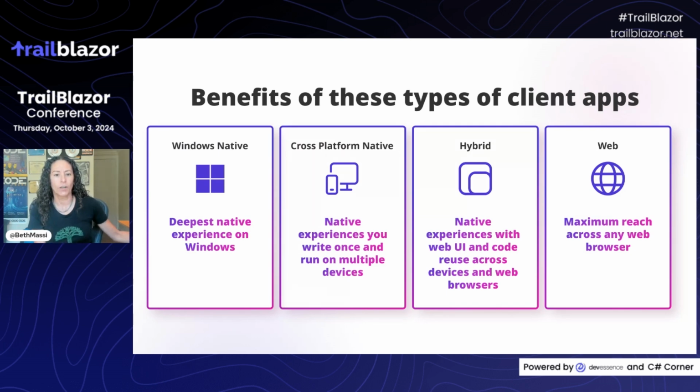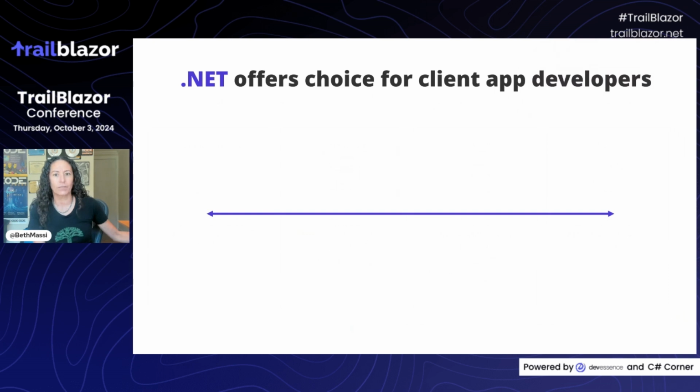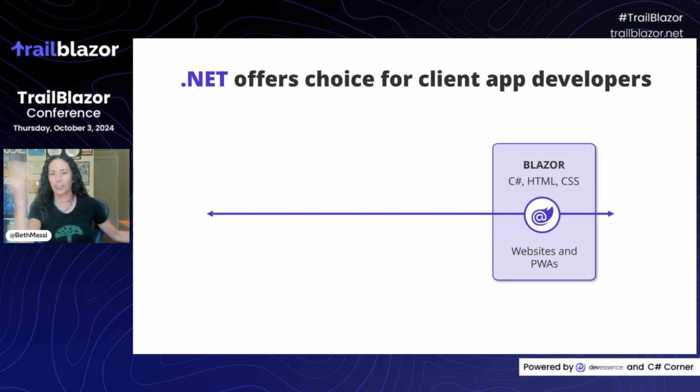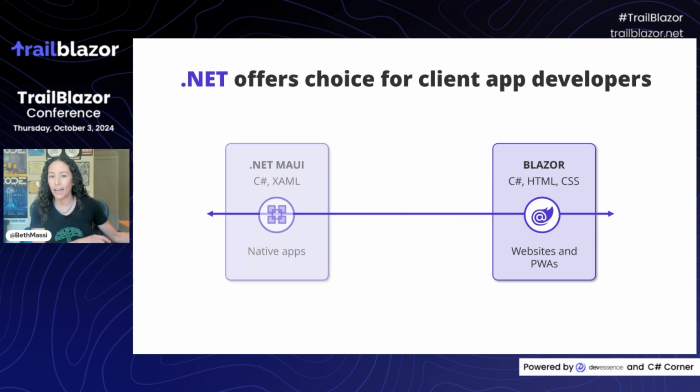All right. So for .NET, we have choices, okay? And the choice you make really depends on whether you want the most reach or you want the deepest native experiences. So for the web, we have Blazor, and you've been learning all about Blazor, and we're at Blazor conference today. So you know what Blazor is. Blazor lets you build fast, interactive web apps quickly with C#, and we love Blazor. And then on the other end, there's MAUI, okay? .NET MAUI, multi-platform app UI. It lets you build cross-platform native desktop and mobile apps with a single code base.